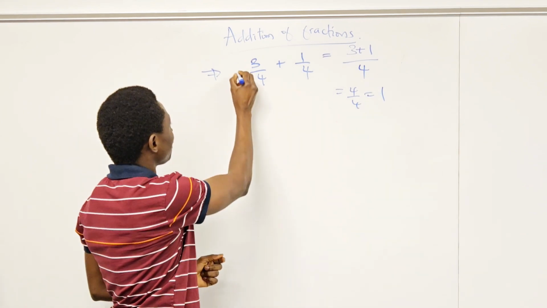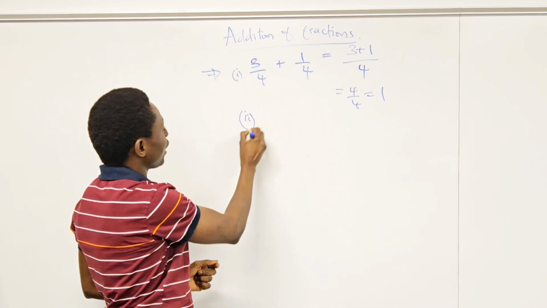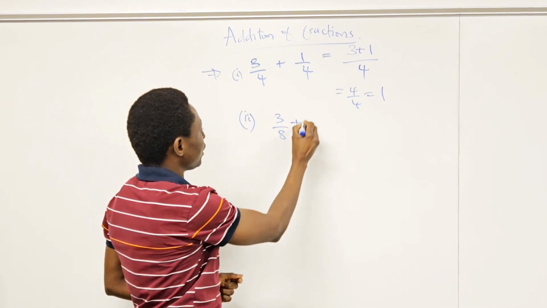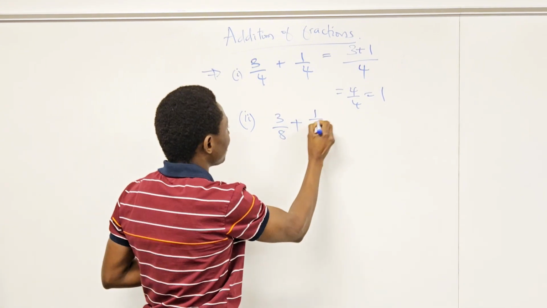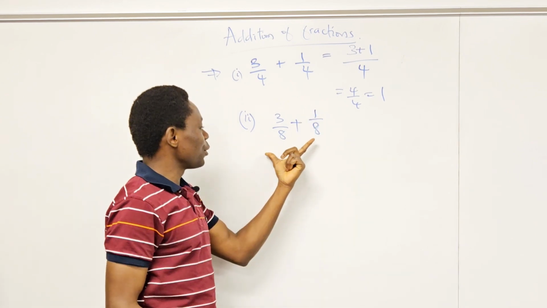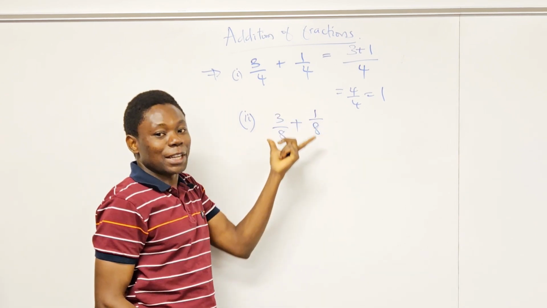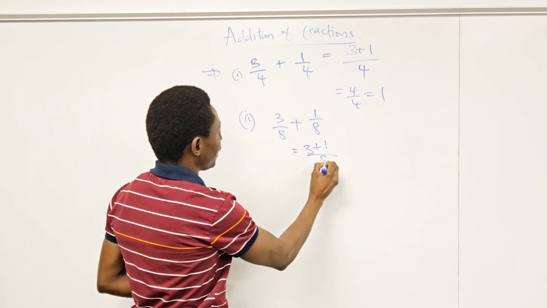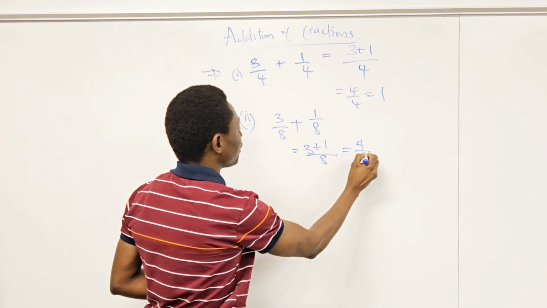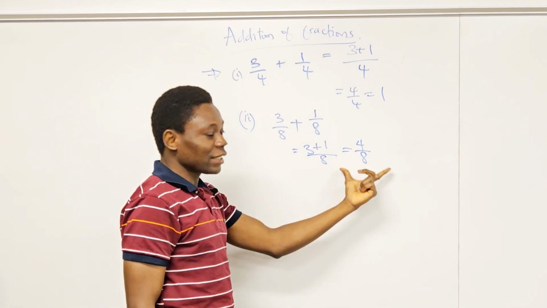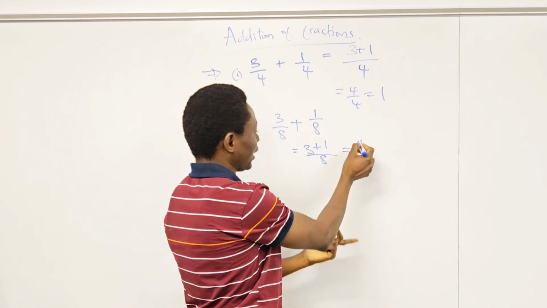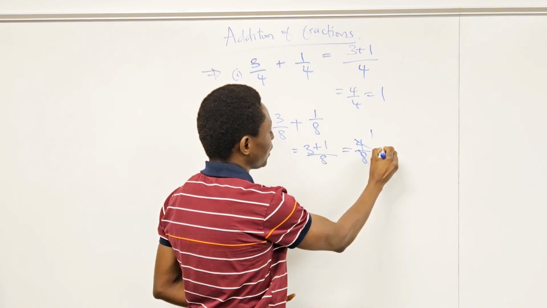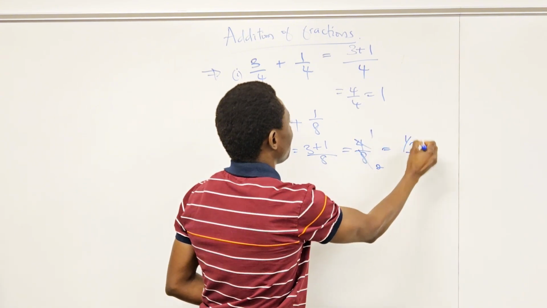Another example, maybe this is 1, this is 2. We have something like 3 over 8 plus 1 over 8, right? You can add the numerators directly and divide by the common denominator. So that's 3 plus 1, everything over 8, which is 4 over 8. And we can break this down further: 4 into 4, 1, 4 into 8, 2. That's going to give us 1 over 2.